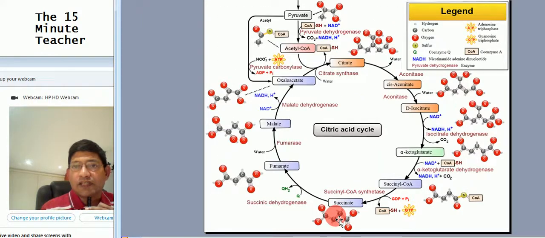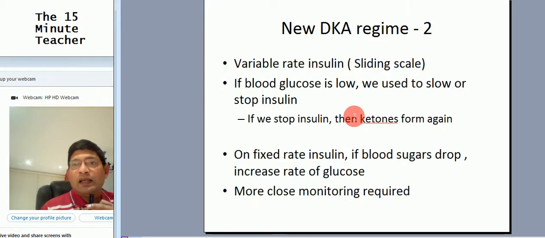This is the citric acid cycle, and as you can see, acetyl-CoA enters the citric acid cycle or the Krebs cycle for it to be burnt off. Variable rate insulin that used to be given in the past is no longer being used, as in the past we used to slow down glucose infusion when the blood sugars fell, and this would encourage formation of ketones. On a fixed rate regime, this does not happen. However, close monitoring is required to avoid hypoglycemia.